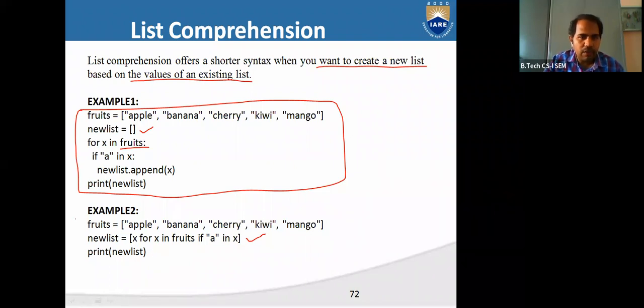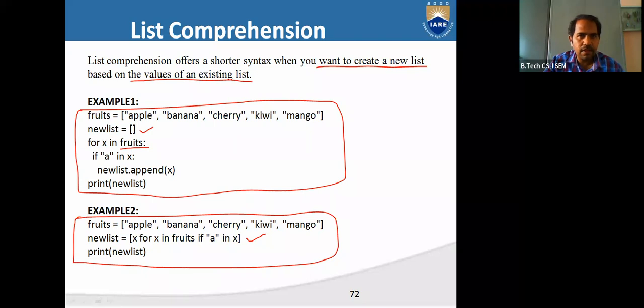But observe that the second one contains the shortest code, the shortest syntax. With list comprehension, we write it in the shortest form: for x in fruits, like this. Next, the condition is also written within this. And this is the default, append x, adding x with append. Once these are all done, x is assigned to the new list. Finally, I am printing the new list.